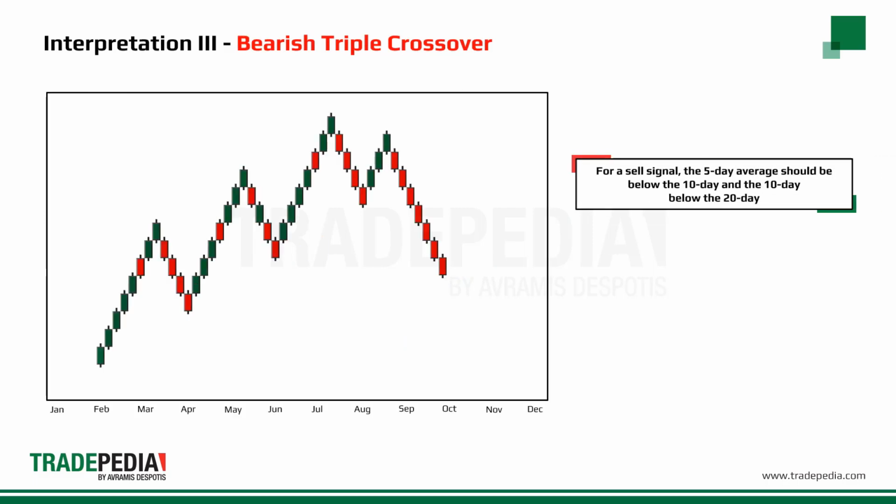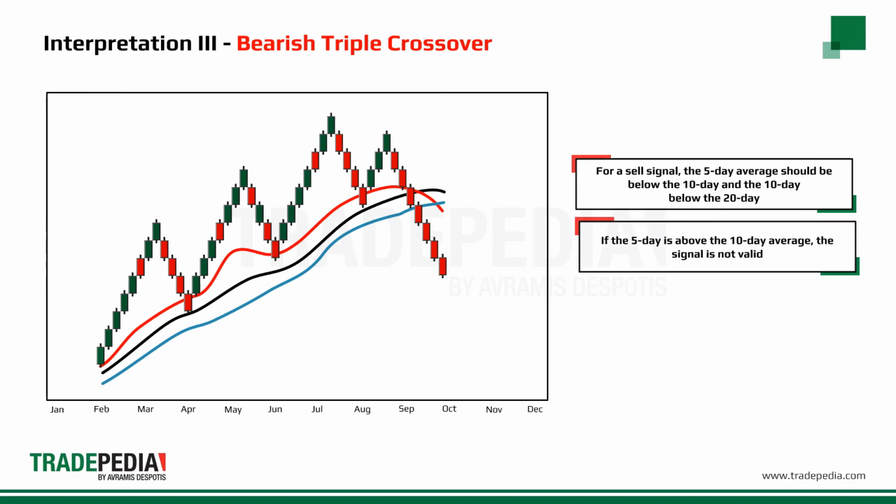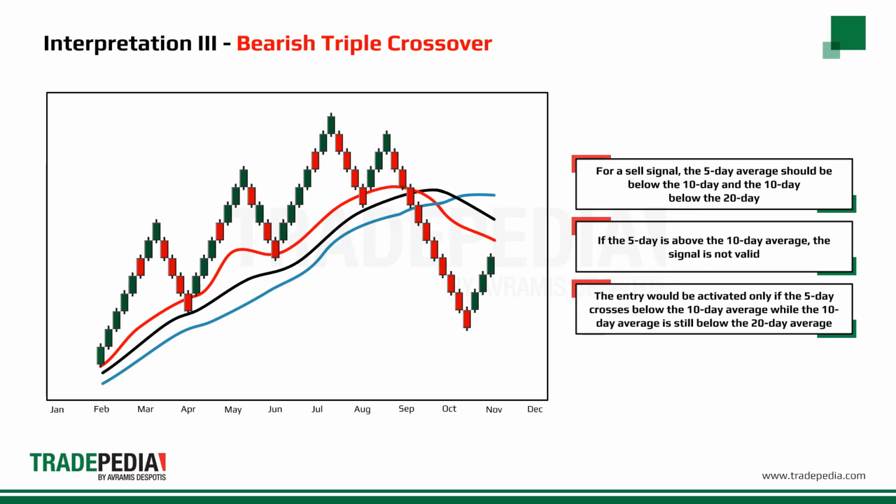For a sell signal, the 5-day average should be below the 10-day and the 10-day below the 20-day. If the 10-day has just given a sell signal by crossing below the 20-day average, but the 5-day is above the 10-day average, the signal is not valid. The entry would be activated only if the 5-day crosses below the 10-day average, while the 10-day average is still below the 20-day average.